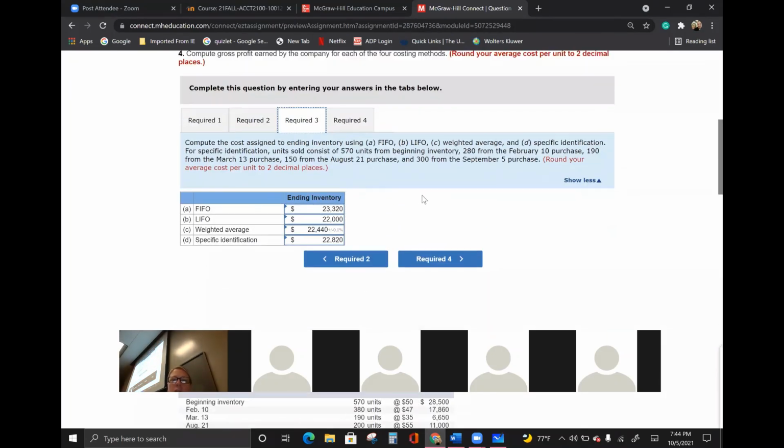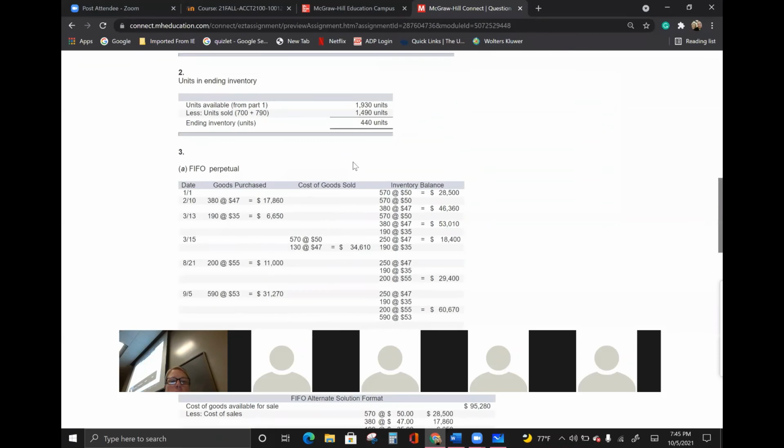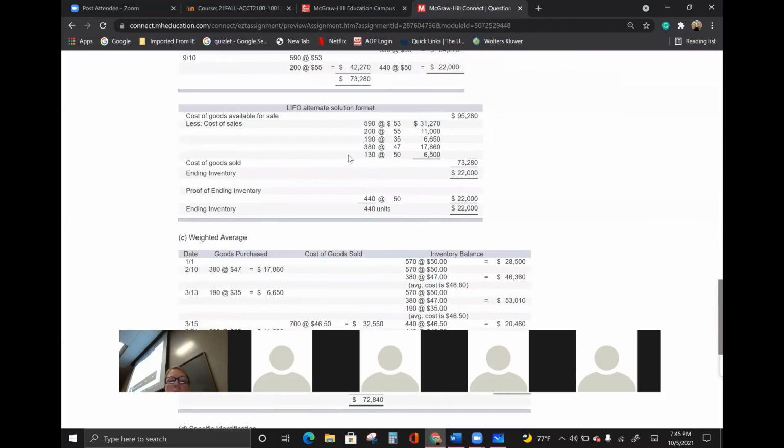Okay, specific. They're telling us what we have left. Units sold consist of 570 from the beginning inventory, 280 from the February 10th, 190 from the March 13th, 150 from the 21st, and 300 from September 5th. So it's telling us what the units sold consisted of. So you would just multiply that out to come up with it.